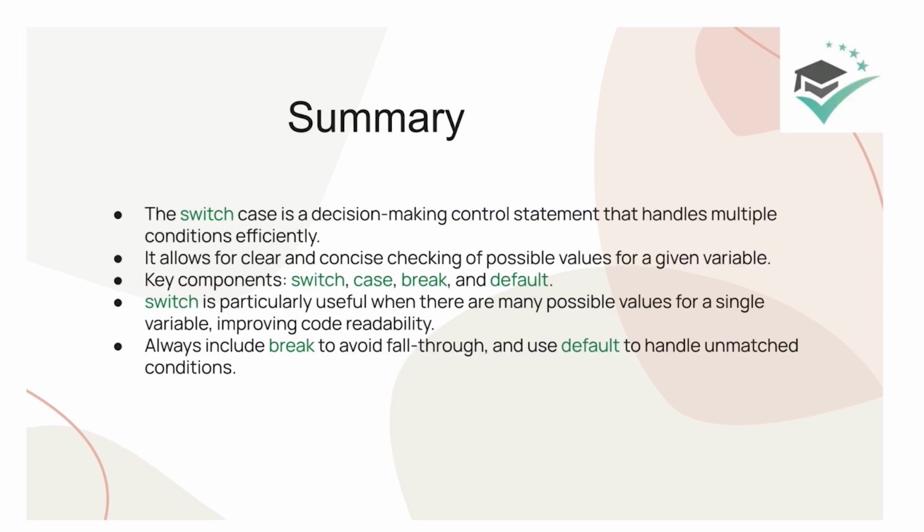So let us summarize what we have understood in this session. The switch case is a decision making control statement that handles multiple conditions efficiently. It allows for clear and concise checking of possible values for a given variable. Key components used in a switch case are switch, case, break, default. Switch is particularly useful when there are many possible values for a single variable, and it helps our code to be more readable.